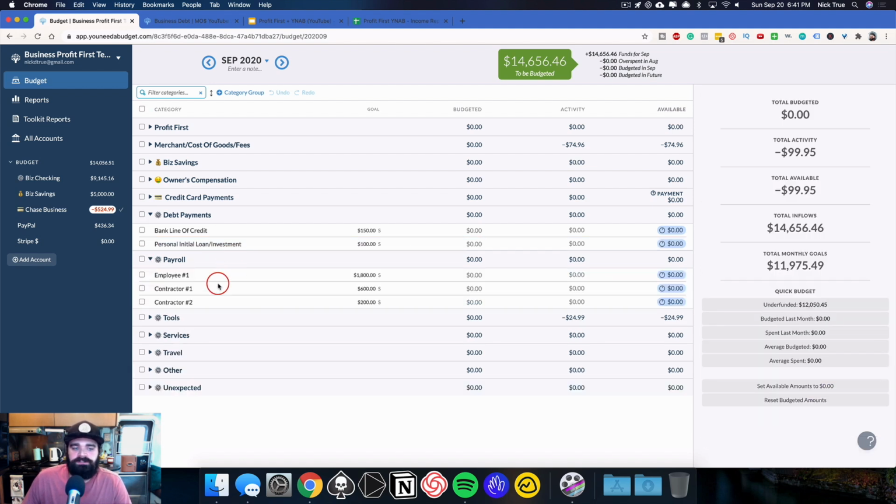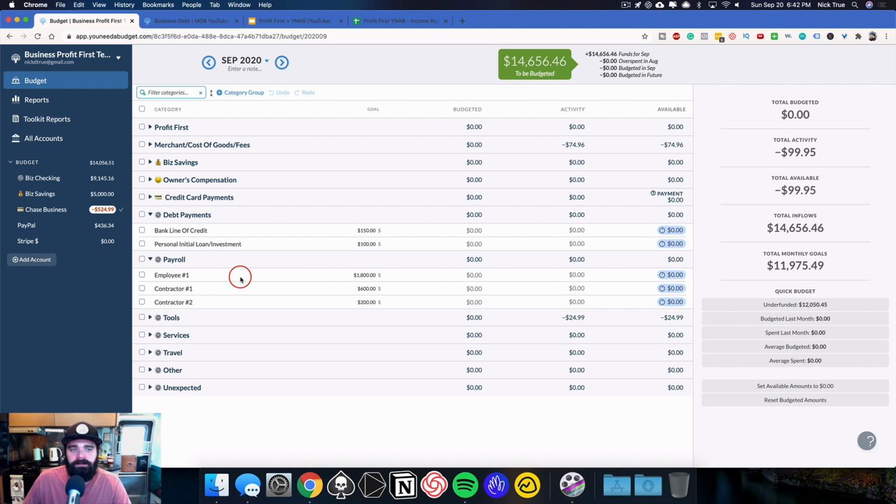Next, we have payroll. So this is where you're going to have an employee or contractor set up here. Now, one note here, I like to track this based on each individual person so that you can see how much different team members are costing you, and it helps you better get an understanding of where your business money is going and how your expenses are breaking down, and it'll help you make good decisions as to whether or not you can hire new team members in the future.